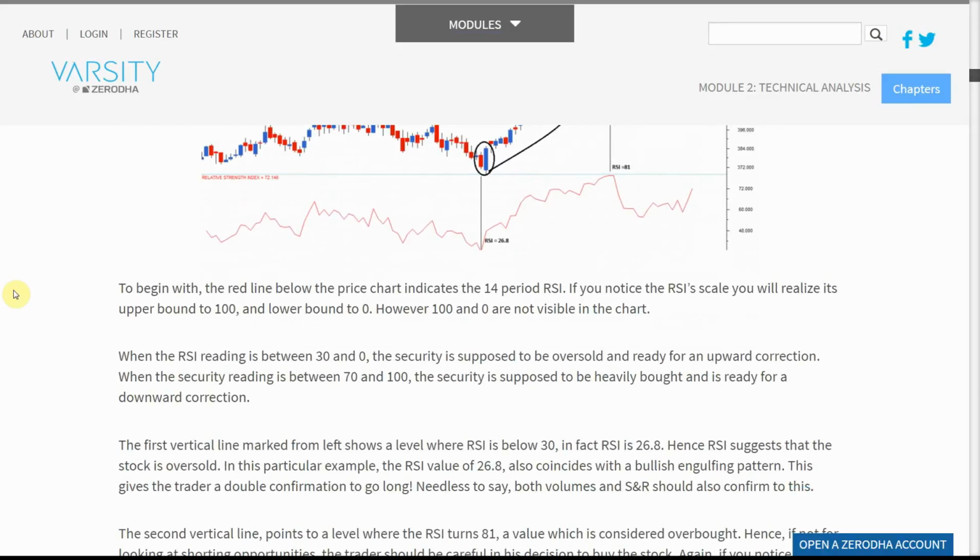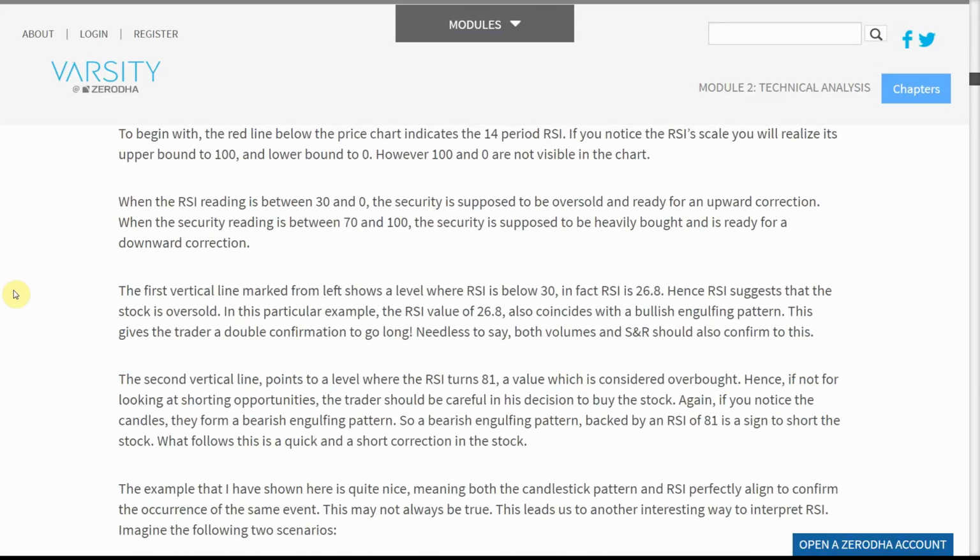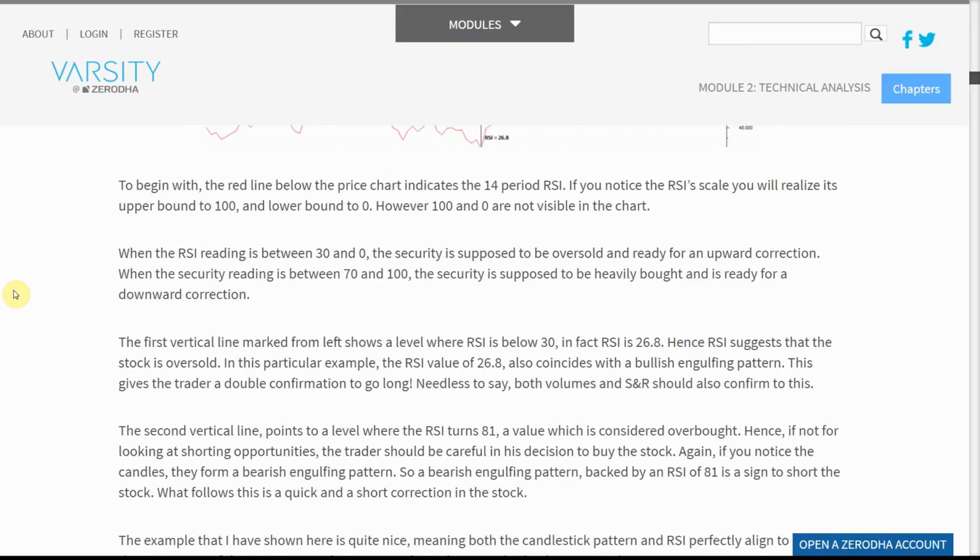When the RSI reading is between 30 and 0, the security is supposed to be oversold and ready for an upward correction. When the RSI reading is between 70 and 100, the security is supposed to be heavily bought and is ready for a downward correction.